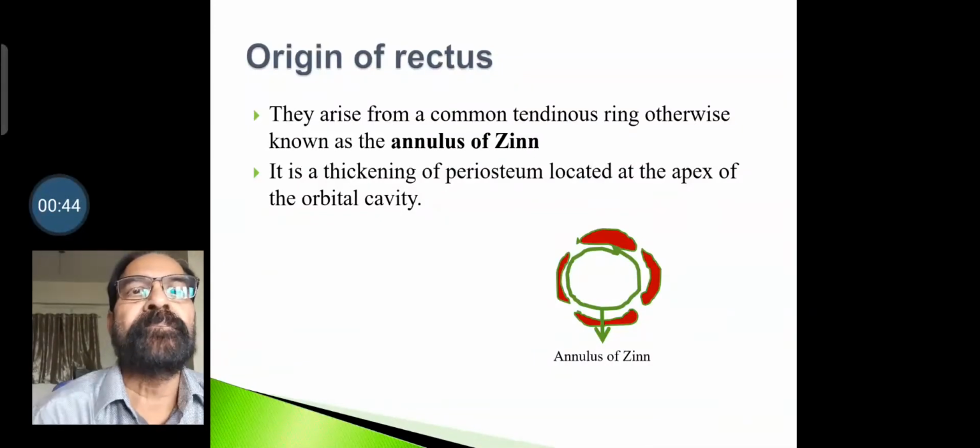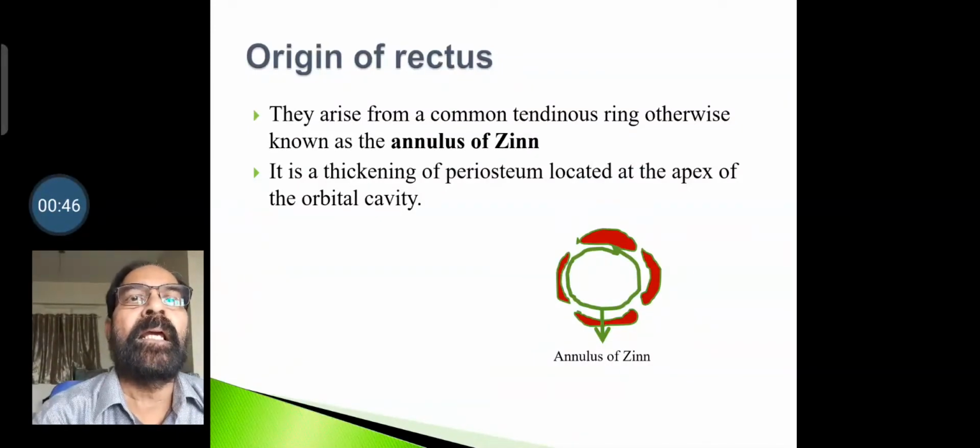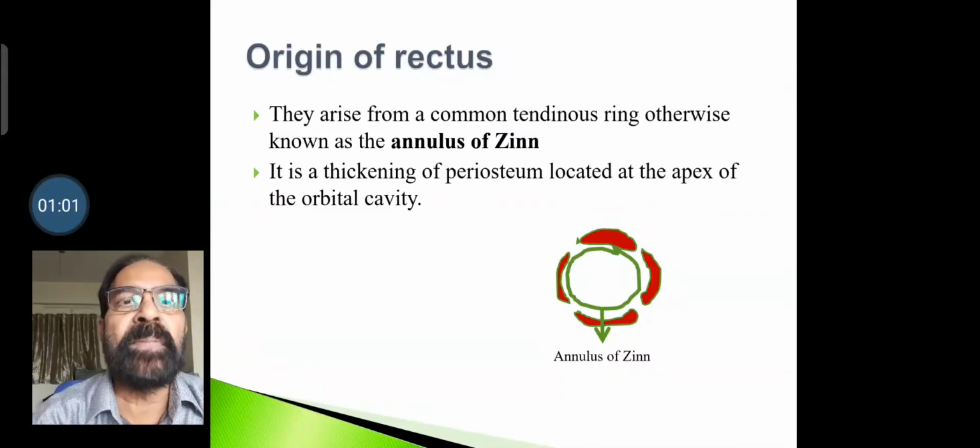Origin of the rectus. They arise from a common tendinous ring, otherwise known as the annulus of Zinn. It is a thickening of the periosteum located at the apex of the orbital cavity. So in the picture you can see the annulus of Zinn, that is made up of a thickening of the periosteum, and the rectus muscles taking origin from all the sides, that is above, below, medial and lateral.